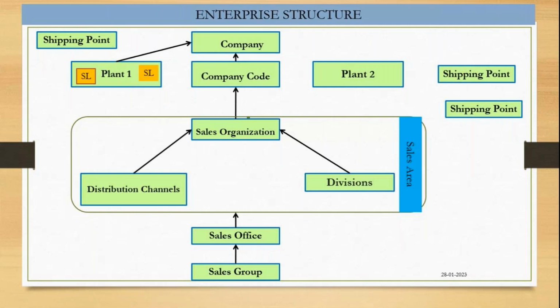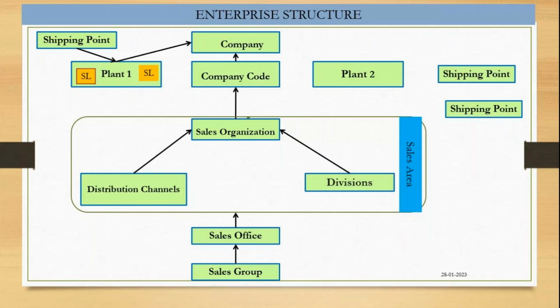So plant must be assigned to the company code because company code is a valuation area. Whatever the value there in that plant must be assigned to the company code. Once the plant is assigned to the company code, whatever value is in it is updated on the company code side. And then we have a shipping point. Shipping point is assigned to the plant.